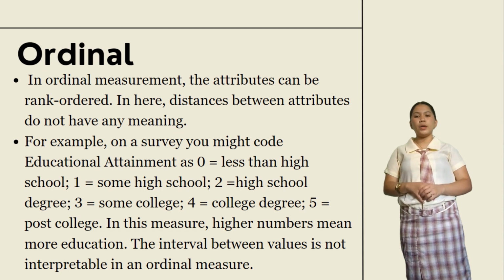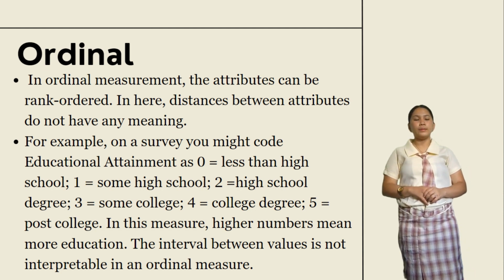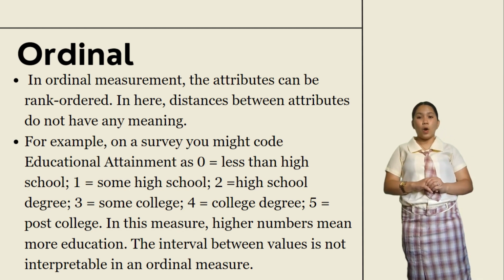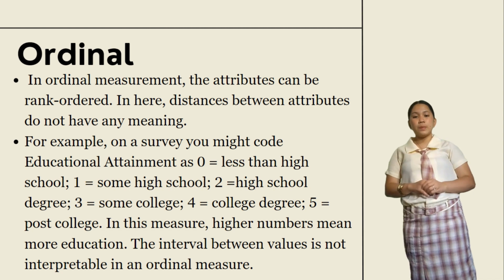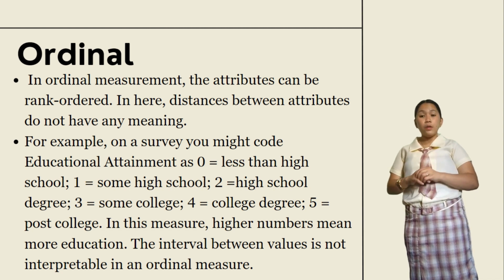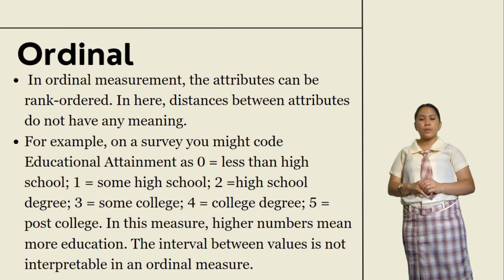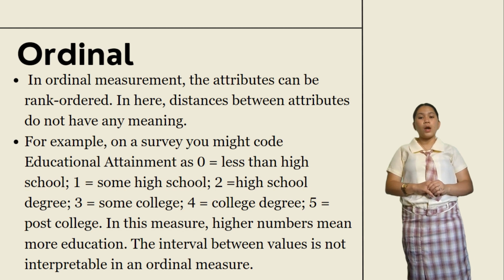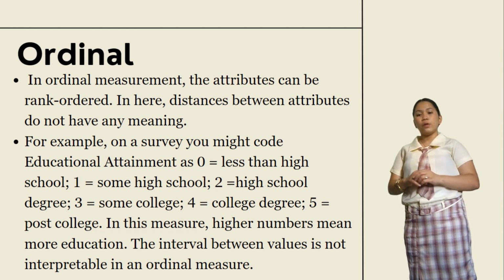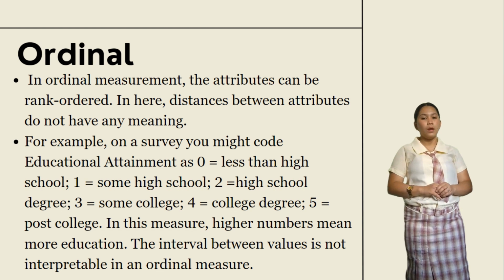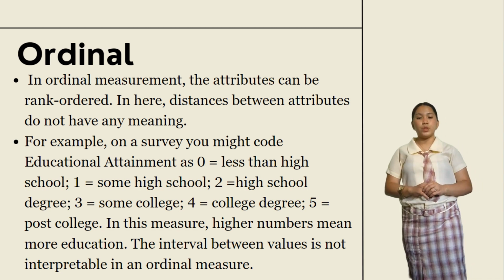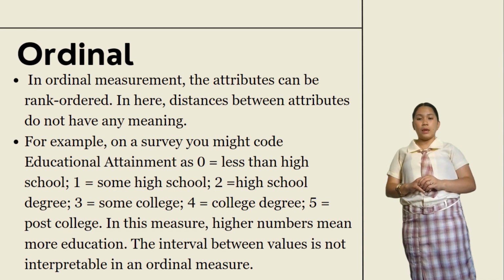And now let's go to the ordinal level, or the ordered categorical. Data at this level can be categorized and ordered, but the intervals between values are not uniform or meaningful. Ordinal data represents relative rankings or positions. In ordinal measurement, the attributes can be rank ordered, and the distance between attributes does not have any meaning.